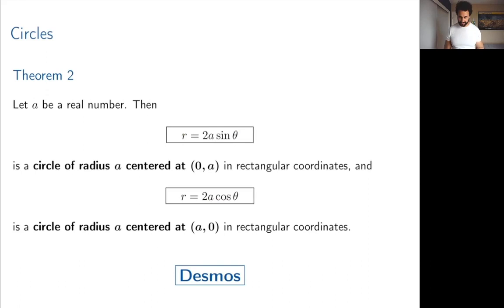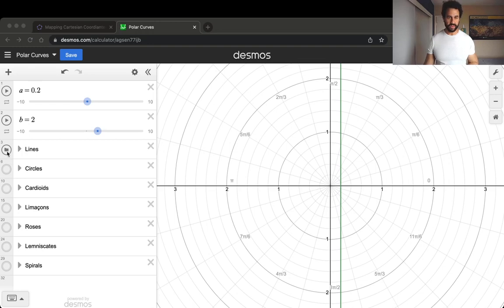So circles have these equations. Again, we're starting with a real number a, and this equation here, r equals 2a sine theta, is a circle of radius a centered at the point 0, comma a in rectangular coordinates. And then this one, r equals 2a cosine theta, is a circle of radius a centered at the point a, comma 0 in rectangular coordinates. So that's the formula for circles. Let's check it out. Now we'll hide the lines.